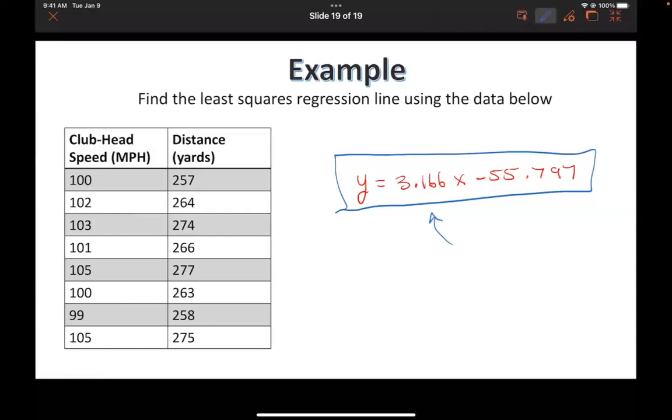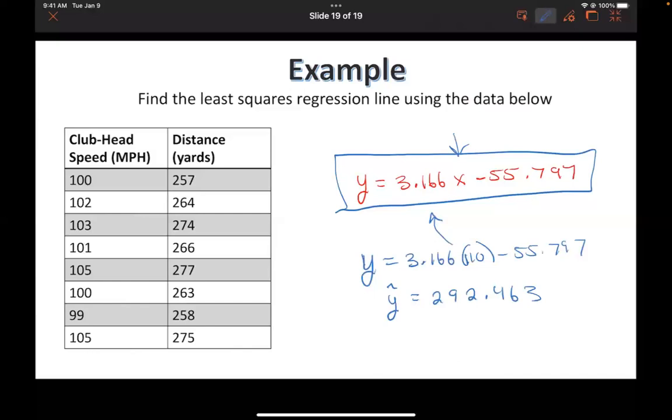So we just use this equation to make predictions. If I want to make a prediction, I can grab an x value, plug it in for x, and solve to get the distance in yards. Let's estimate how far it would go if my club head speed was 110. I would do y equals 3.166 times 110 minus 55.797. I put that in my calculator, and my prediction is 292.463. So based on this equation, if the club head speed was about 110 miles per hour, the ball would go approximately 292 yards.